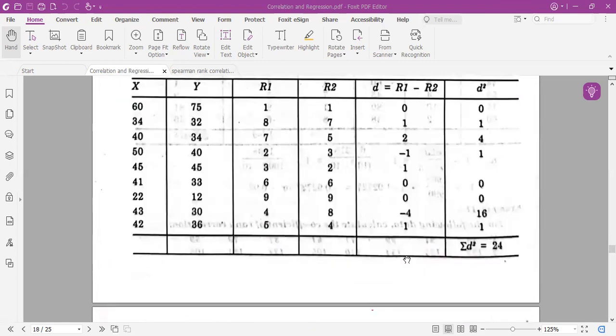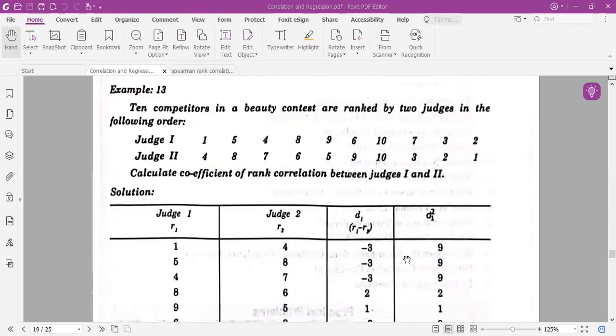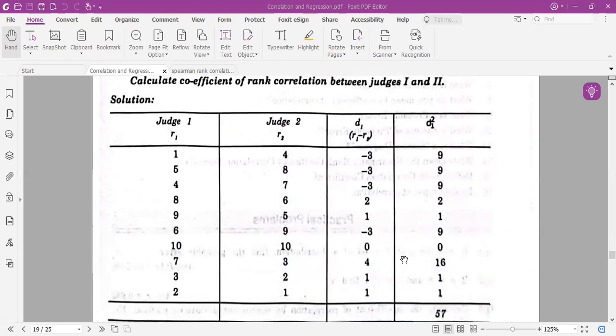Now, this is a problem where the values are converted into ranks. So sometimes they may give a problem like this. Example number 13, 10 competitors in a beauty contest are ranked by 2 judges in the following order. Judge 1 is 1, 5, 4, 8, 9, 6, 10, 7, 3, 2. And judge 2 is 4, 8, 7, 6, 5, 9, 10, 3, 2, 1. So directly you have to take this as ranks. There is no need to do the conversion. If values are given, then it should be converted into rank. Your ranks are directly given, so you can take it as R1, R2, find out the difference.